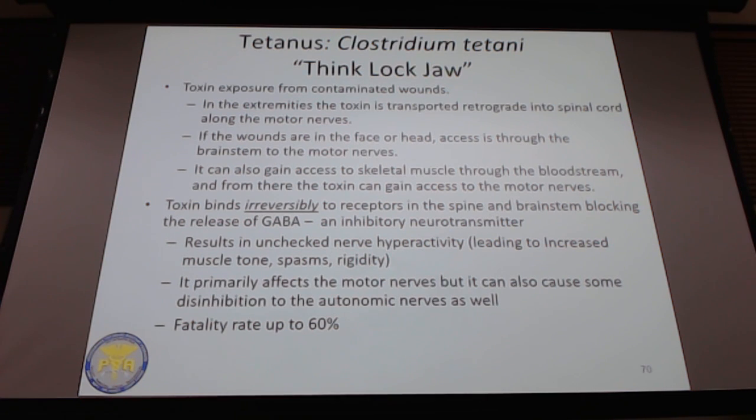Really the second and third effects of not treating this can be pretty nasty. So this is going to be toxin exposure from a contaminated wound, like we just talked about, right? The toxin binds irreversibly to receptors in the spine and brainstem, blocking the release of GABA. So we have no release of inhibitor, right? So we have no inhibition. So what's happening?